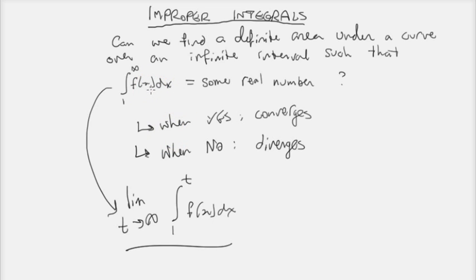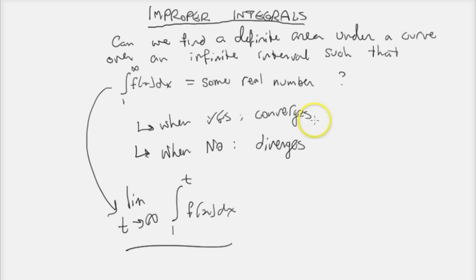The reason that an infinite improper integral is important is it allows us to ask the question, can we ever find a definite area under a curve over an infinite interval, such that an integral like this will actually equal a real number? That seems kind of weird, because you say, wait, that curve will go on forever. Theoretically, you would be adding infinite area, so how could you ever get anything other than infinity out of that? Well, it turns out you actually can. Sometimes you will get a real number.